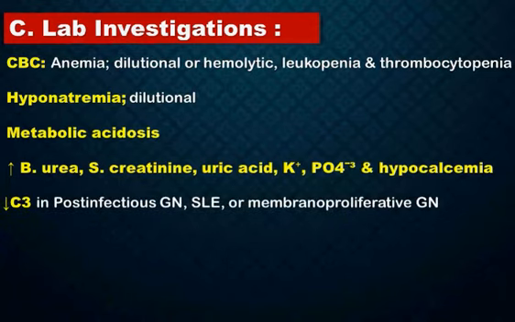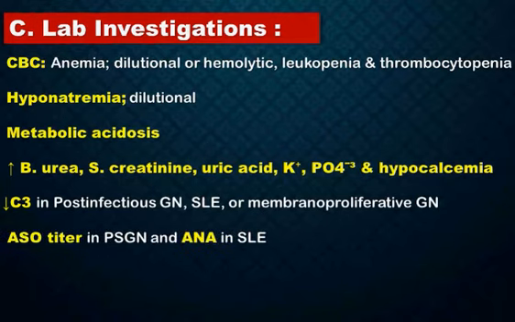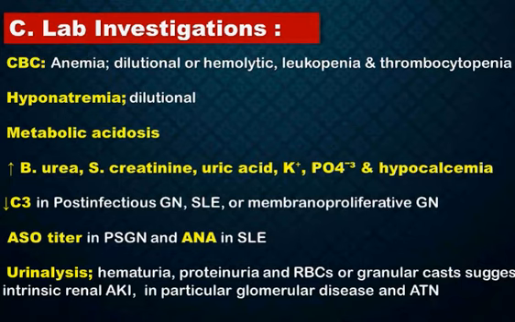Decrease in complement C3 we can see in post-infectious glomerulonephritis, in SLE, or in membranoproliferative glomerulonephritis. ASO titer is increased in acute post-streptococcal glomerulonephritis, and the antinuclear antibody in SLE nephritis. Urinalysis is also important, because we can see gross or microscopic hematuria, proteinuria, RBC or granular casts, which we can see in intrinsic disease, especially glomerulonephritis whatever the cause, and acute tubular necrosis.